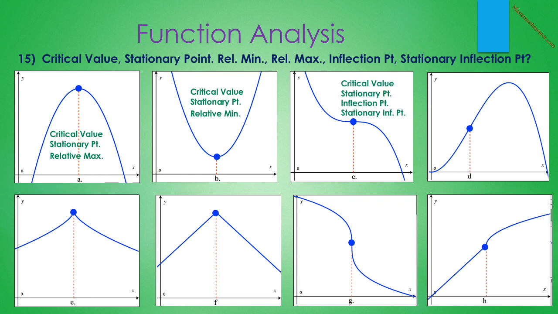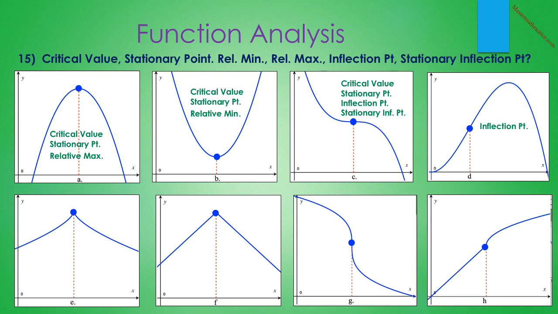In C, this is a critical value as the derivative equals 0, making it a stationary point as well. It is an inflection point because the curve switches from concave up to concave down. It's also a stationary inflection point because the derivative equals 0 at that point.